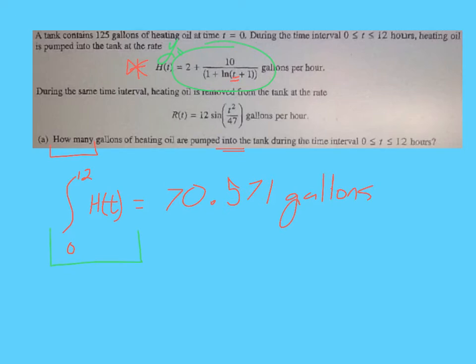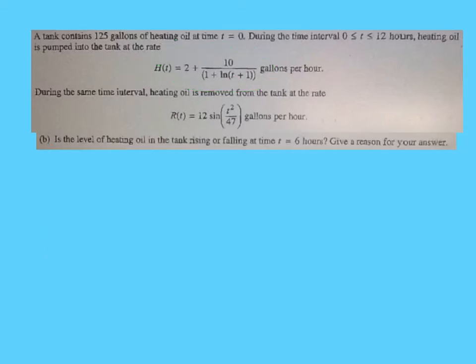70.571 gallons of oil were pumped in those first 12 hours. Okay, so same question, but part B says, is the level of heating oil in the tank rising or falling at time equal to 6 hours? And give reasons for our answer.